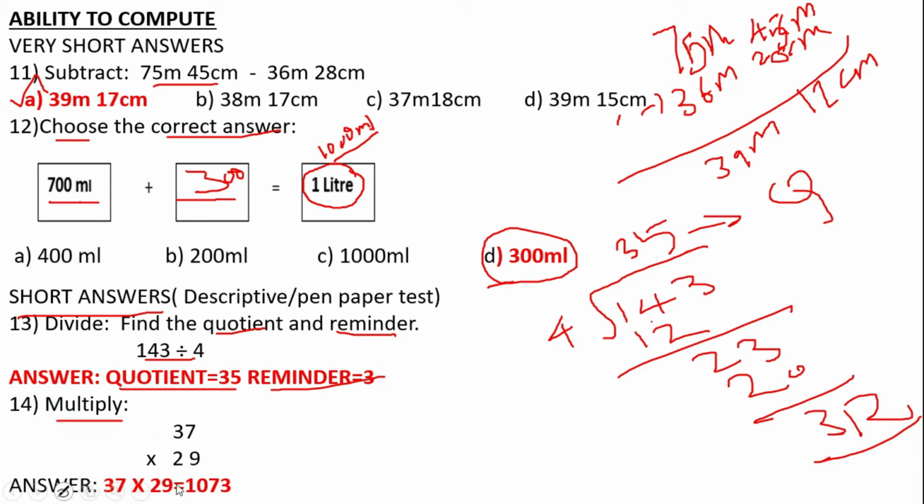Multiply, ordinary multiplication, you can multiply, you will get 1073.